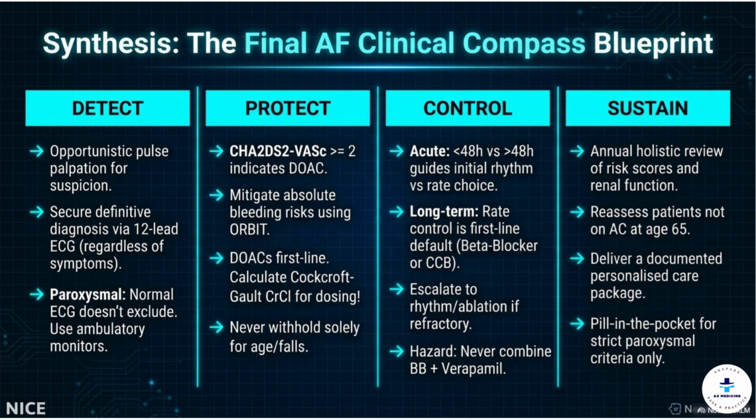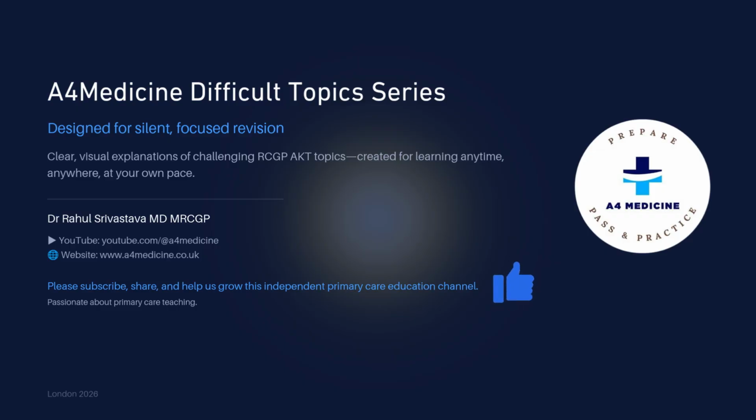So we come back to this slide which we discussed in the beginning, which brings together the entire AF pathway into a final memory framework. Detect, ECG and monitoring. Protect using scores like CHA2DS2-VASc and ORBIT. Control, rate or rhythm based on stability, and sustain lifelong review. AF pattern does not determine anticoagulation, as we mentioned before. So this is how we simplify AF management in primary care, a broad framework which we can employ in day-to-day practice.